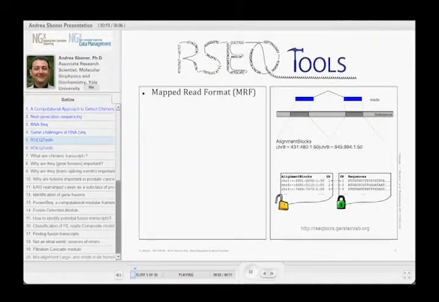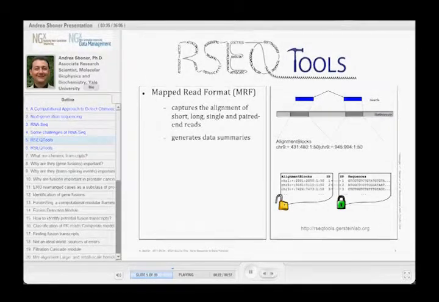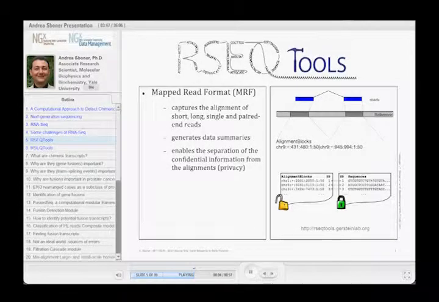So in this context, we developed a set of tools, including a data format called MRF, the mapped read format, and the tools are called RSEQtools, to deal with all these issues. The data format is able to capture the alignment of short, long, single-end, and paired-end reads. It can generate summary data, which are very useful, especially now that sequences are getting longer and longer, and the throughput, the output of the machines, is also increasing. But more importantly, it enables the separation of the public information, the alignment, the things that can be shared, from the private information, the sequencing of the individual.